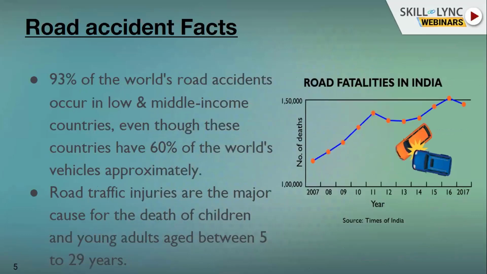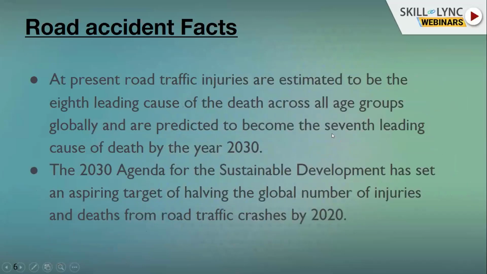And then the fatality statistics in India. Basically, it says most of the deaths were young adults aged between 5 and 29 years. Here we can see every year how road accidents have been picking up in the statistics.